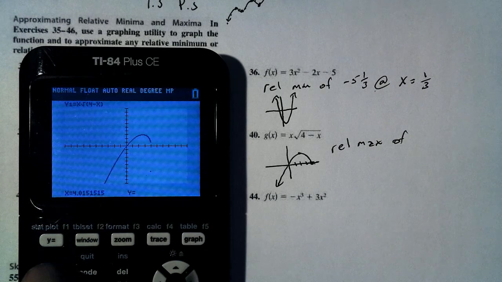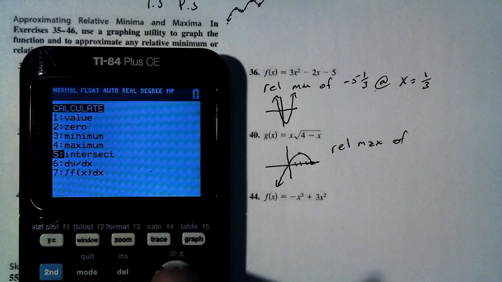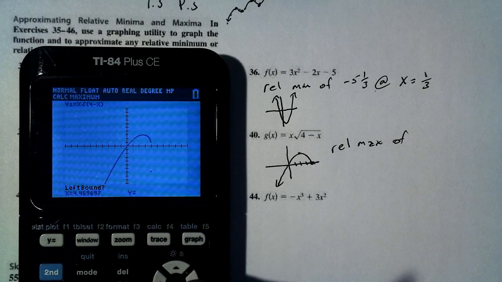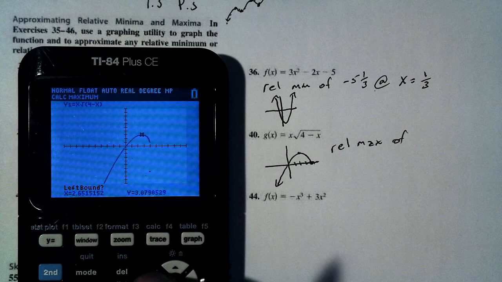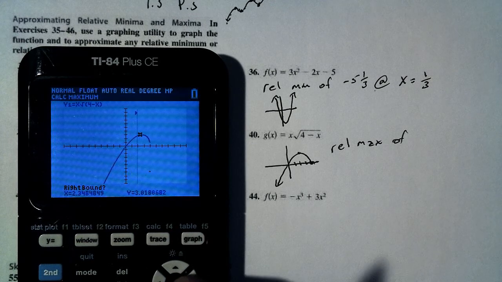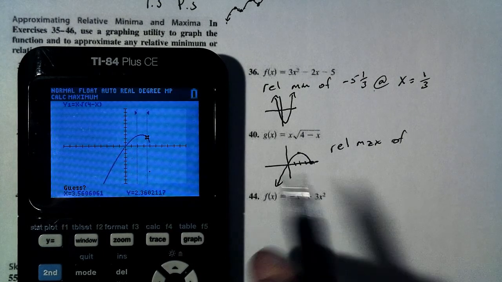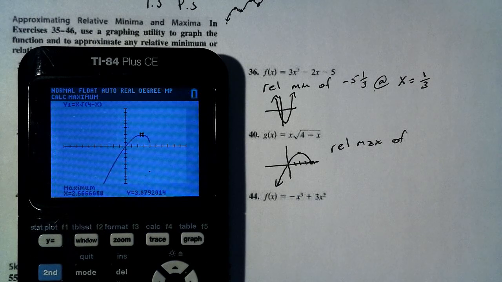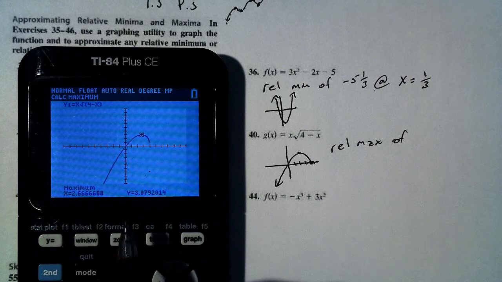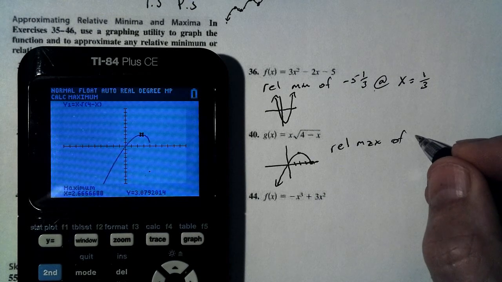Let's find it, second calc, maximum. Make sure you're to the left of it. Make sure you're to the right of it. Sorry about that, must have hit a button there. Make sure you're to the right of it. Guess. Yep, we'll guess. And it looks like 2 2/3. So the relative maximum isn't a very pretty value.